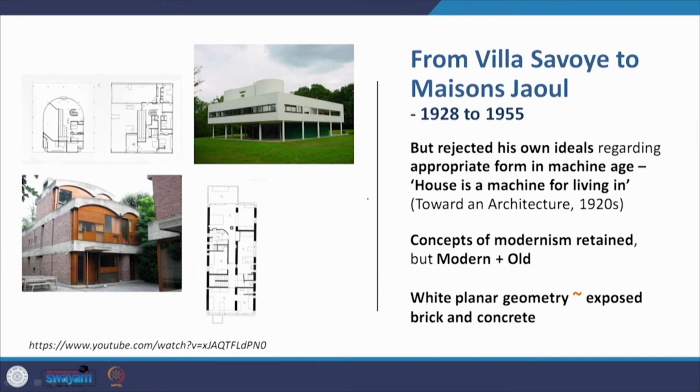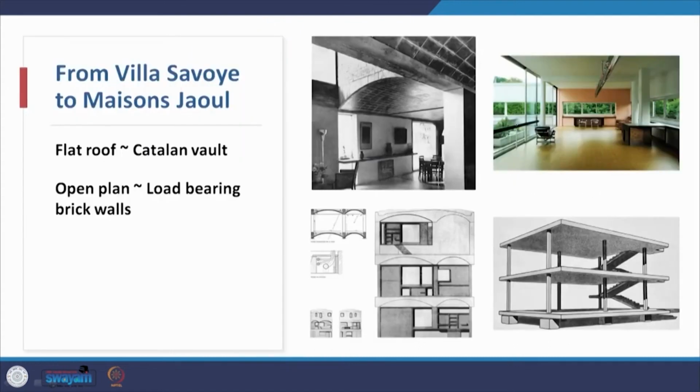Unité d'Habitation, for example, has pilotis. We find the appearance of the pilotis even in the Capitol Complex buildings of Chandigarh. We do find the fundamental ideas of 5 points of a new architecture in his later buildings, but now what he did was he combined the modern with the old. The white planar geometry, for example, of Villa Savoye was now being replaced either by exposed concrete or exposed brick and concrete, as in Maison Jaoul. So this is the movement from 1928 Villa Savoye to 1955 Maison Jaoul.